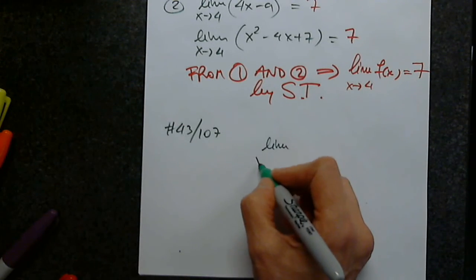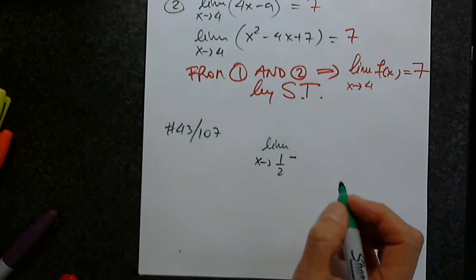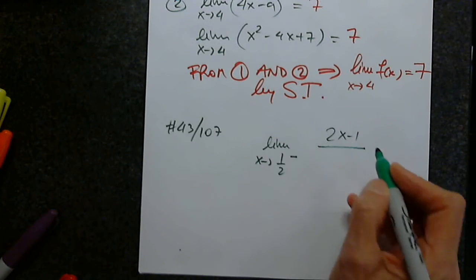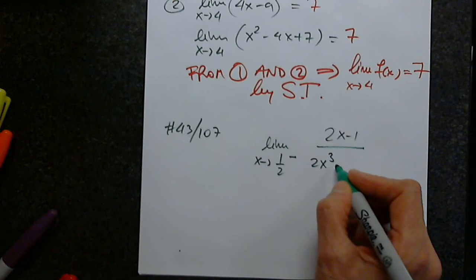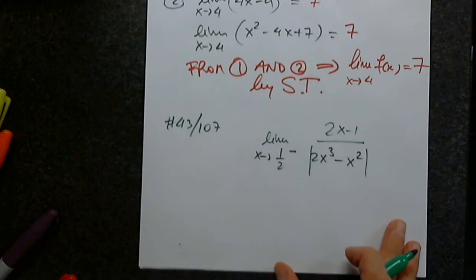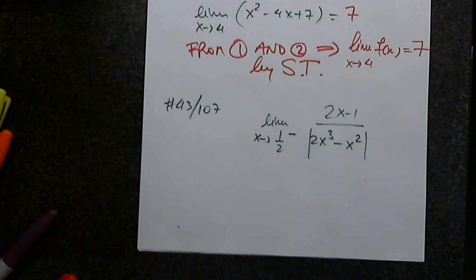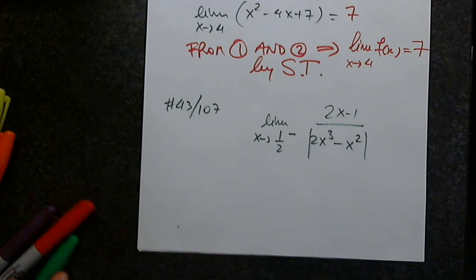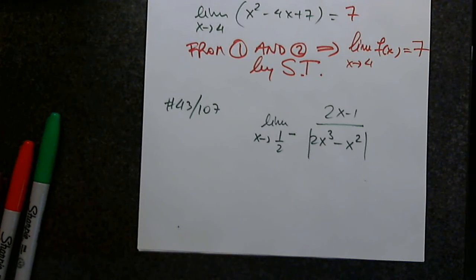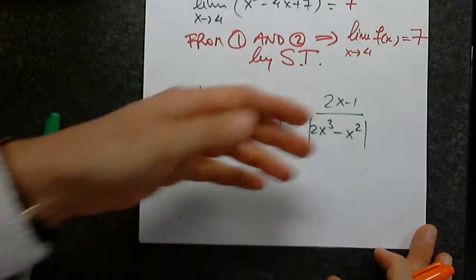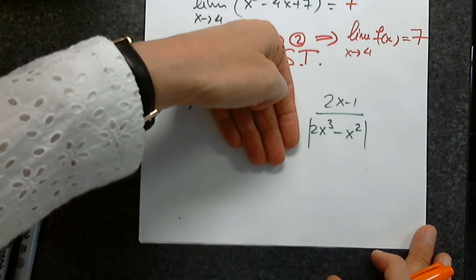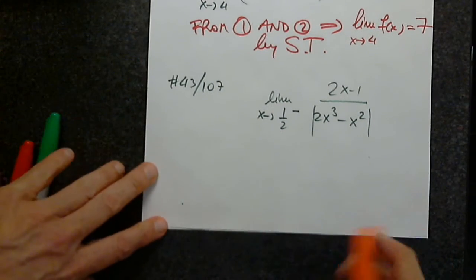So we have the limit as x approaches 1/2 from the left of (2x minus 1) over (2x to the 3rd minus x squared). In a limit like this, first of all, I will have to take the function aside and simplify it as much as possible.